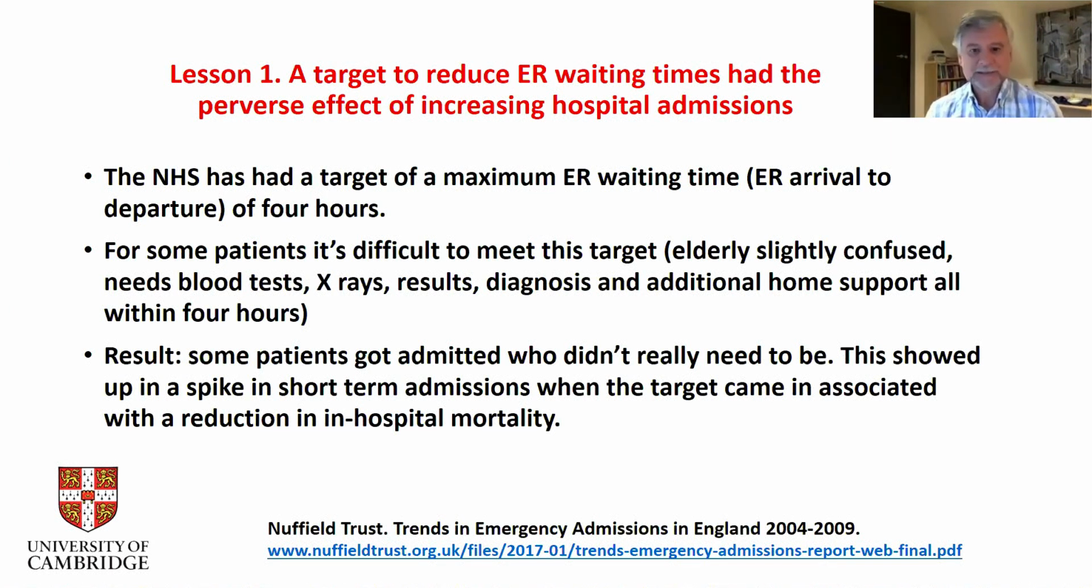But for some patients, it's actually pretty difficult to meet this target. Imagine an elderly, slightly confused person who comes in, needs blood tests, maybe an X-ray, a urine test, and needs to get the results back from those tests. It turns out they're well enough to go home, but they're going to need some additional support. And you can't do all that within 4 hours. The result was that some patients got admitted who didn't need to be, simply because the clock was ticking. This showed up quite clearly in a spike in short-term admissions when that target came in, associated with a reduction in hospital mortality. So some people who weren't really very sick were getting admitted who probably didn't need to be.